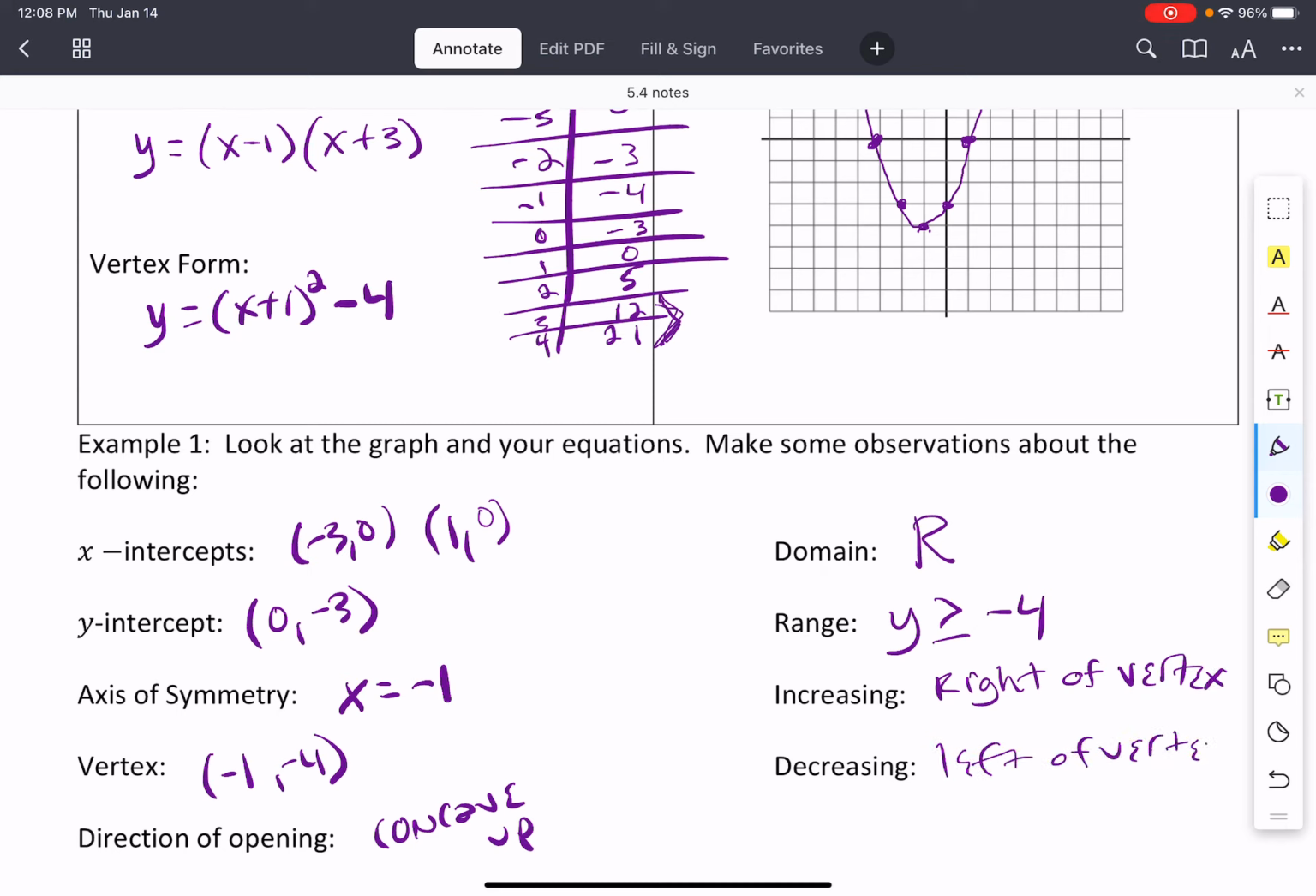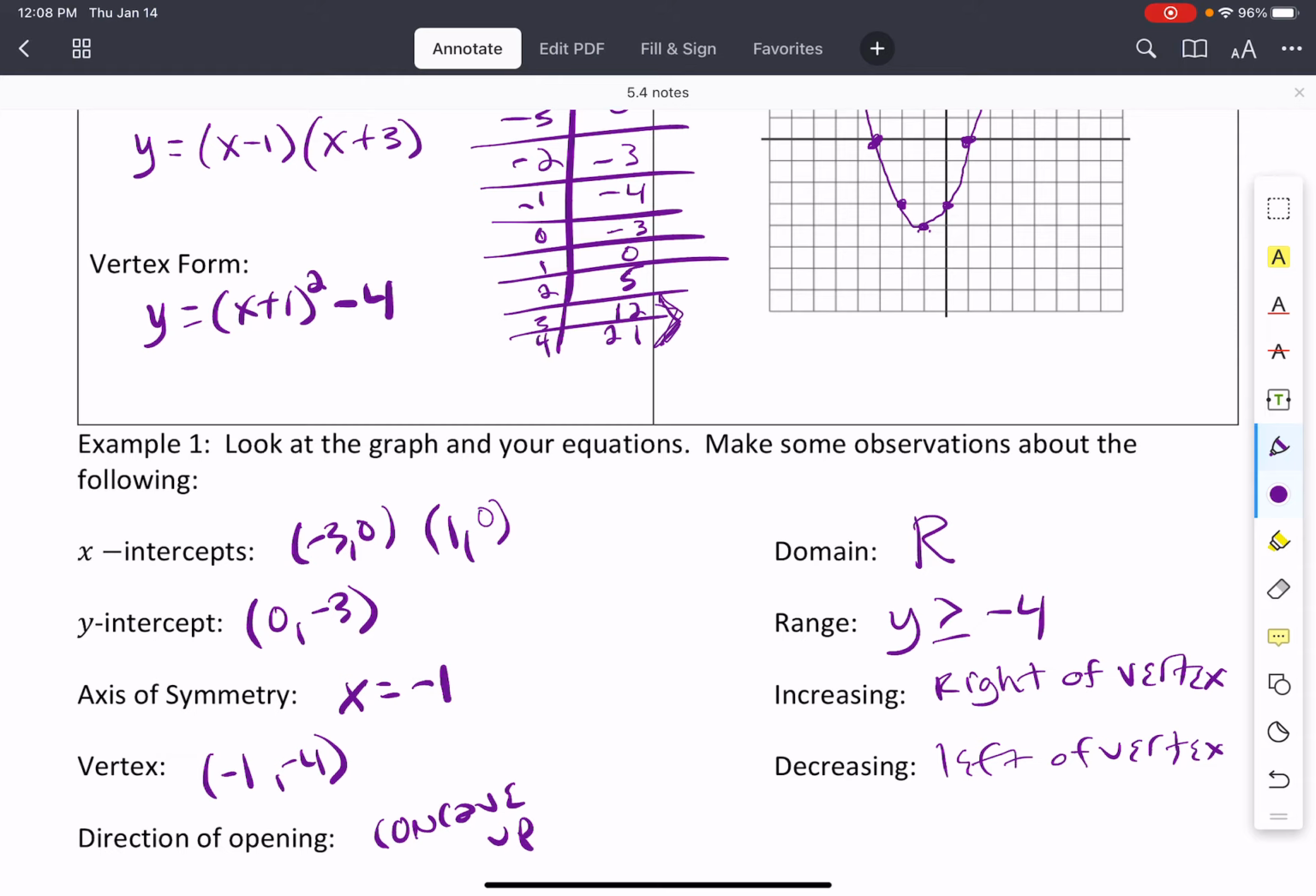All right, what questions do you guys have so far? Anything? Is there any way the domain's not going to be R? For parabolas, no, because it always goes left and right forever on these types of graphs. Last time she told us it's always going to be R. Yep, that's all right. She can ask again.